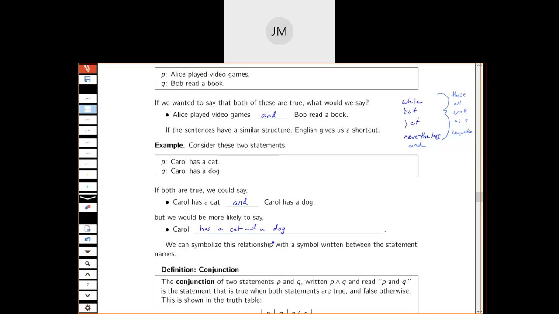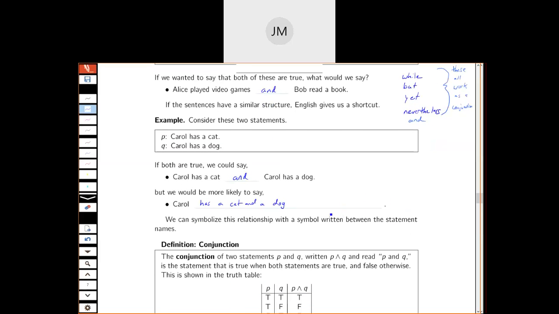Okay. And that would mean the same thing, but it's maybe a little bit more concise. Right. So going the other way too, we have to be careful, right? If I see Carol has a cat and a dog, I know that I can break that apart as Carol has a cat as a statement and Carol has a dog as a statement.